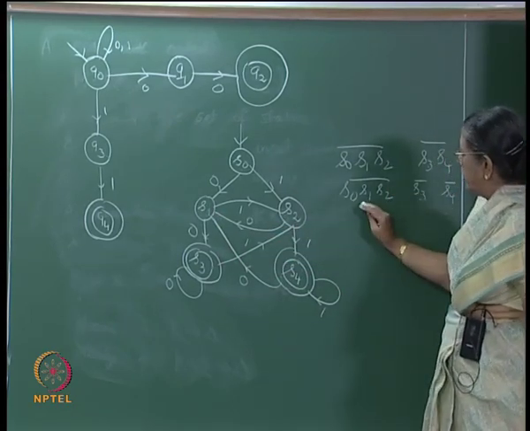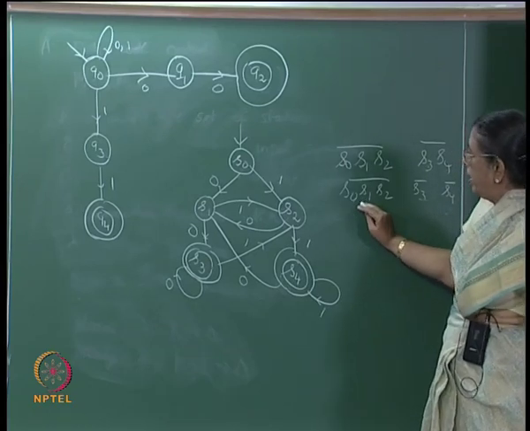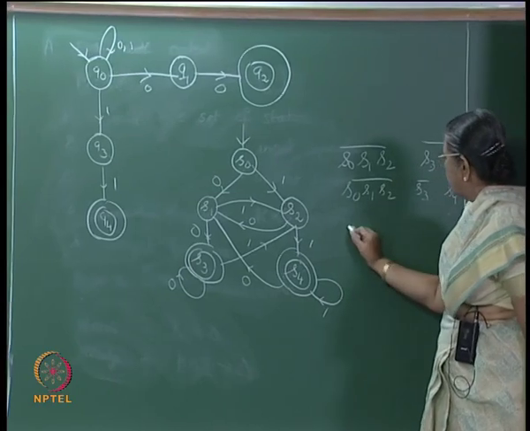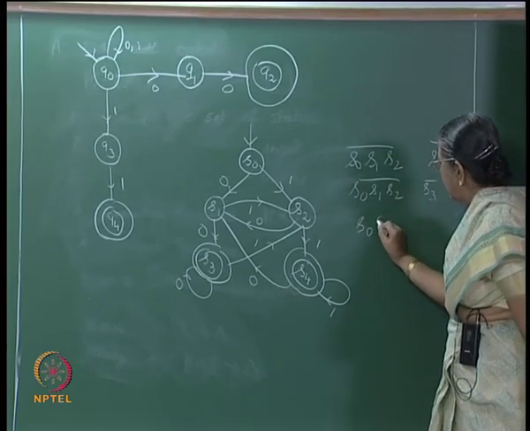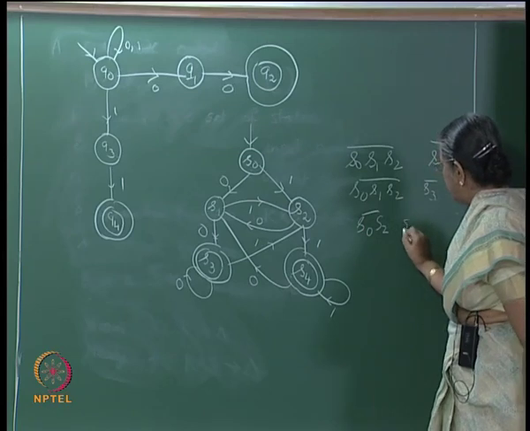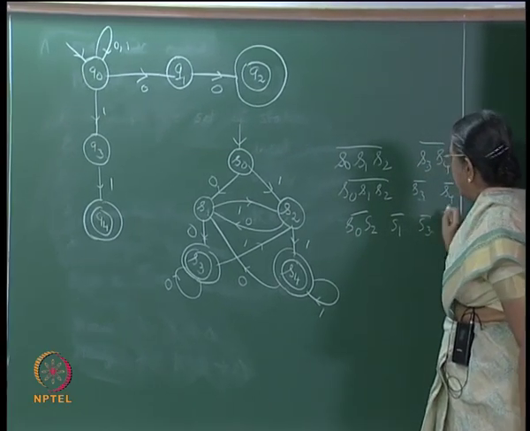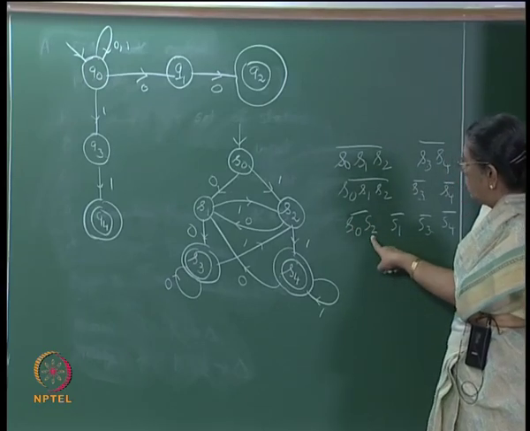S3 is different, S1 is in a different block, and S1 has a 0 successor which goes to S3. So, in the next step S0, S2 will be separated from S1, and S3, S4 are separate. Now, look at S0 and S2.